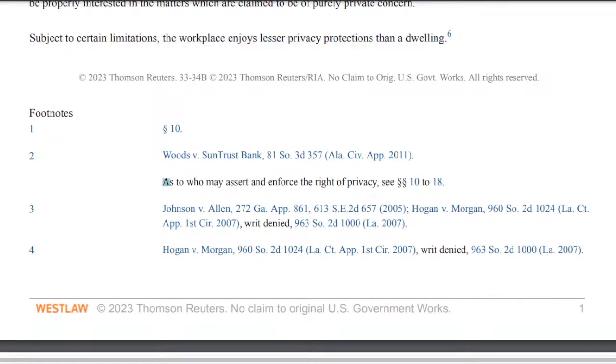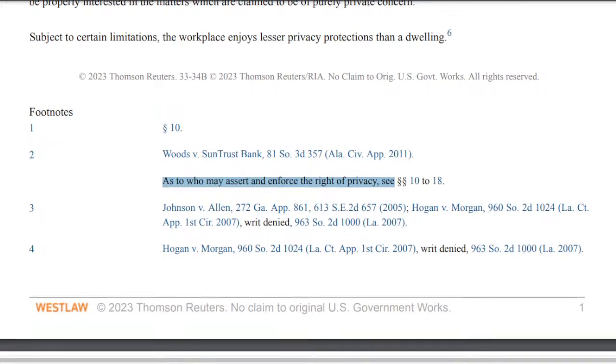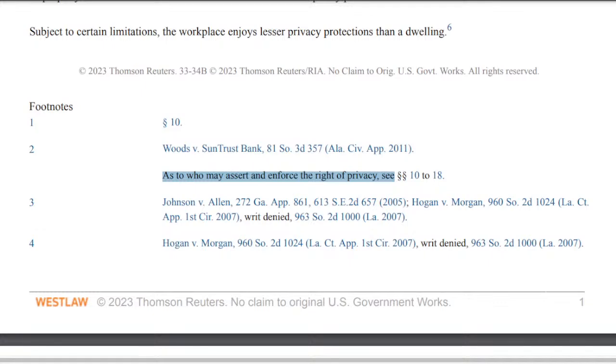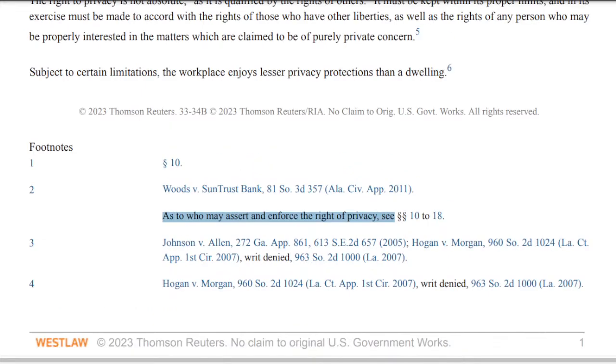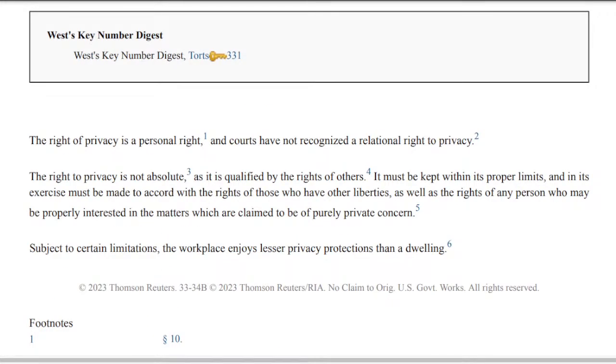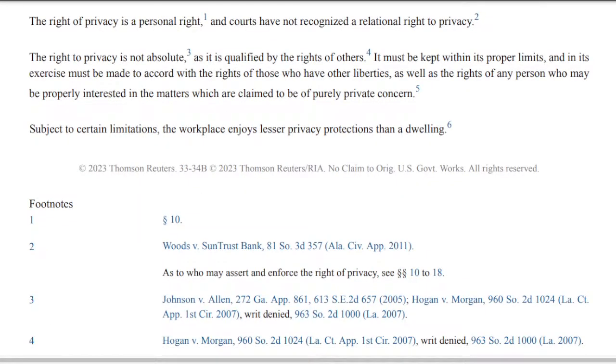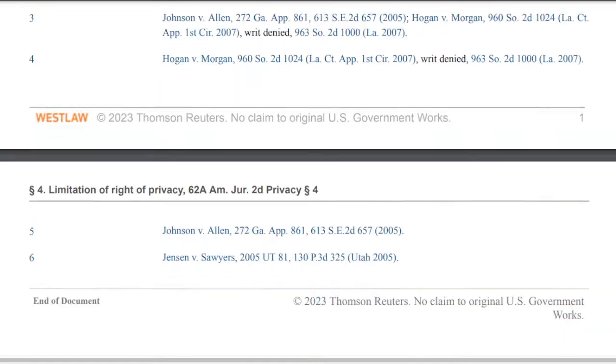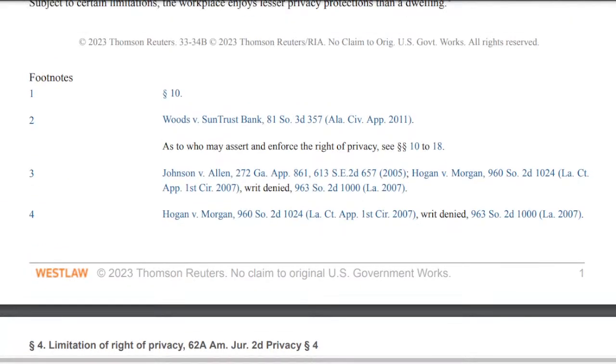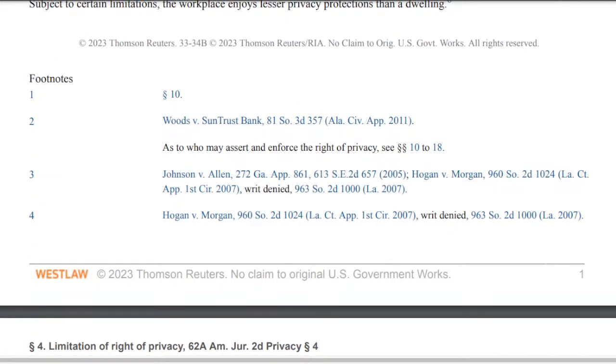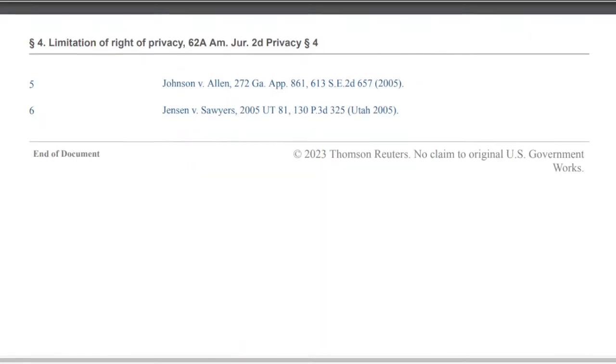Let's see here. As to who may assert and enforce the right of privacy, see sections 10 to 18. SunTrust Bank 2011, which is at footnote 2, the right of privacy, a personal right. Wow. Relational right to privacy. Now that would be an interesting one to look up a little bit. All right. Yeah, we call them Untrust Bank. All right.